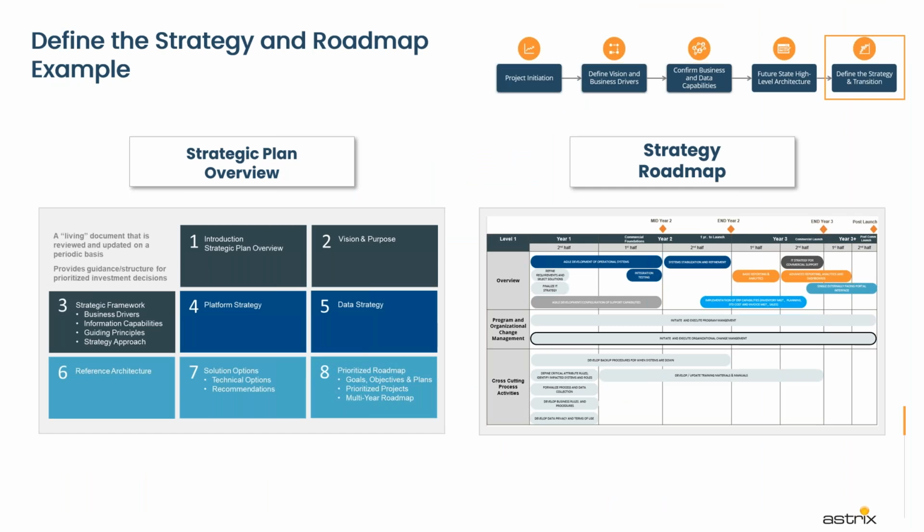As you can see, this is an example of a strategic plan overview. It's a living document that is reviewed and updated on a periodic basis. It provides a guidance structure for prioritized investment decisions. It contains your vision, your strategic framework, your platform strategy, your data strategy, etc. And based on this, you'll have a strategic roadmap also. Each of these blocks that you can see can be its own actionable project, like selection is a project, data modeling, implementation, organizational change management. So this is how we're going to reach there.